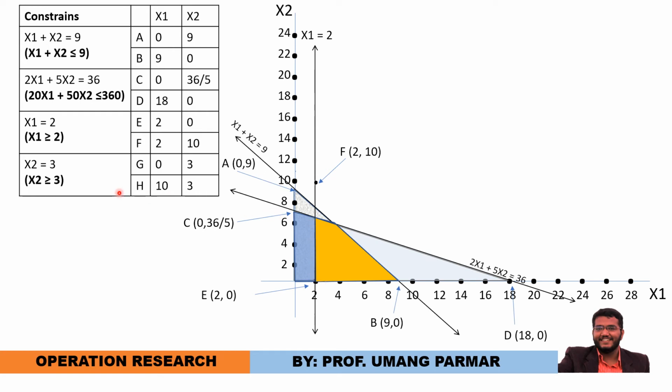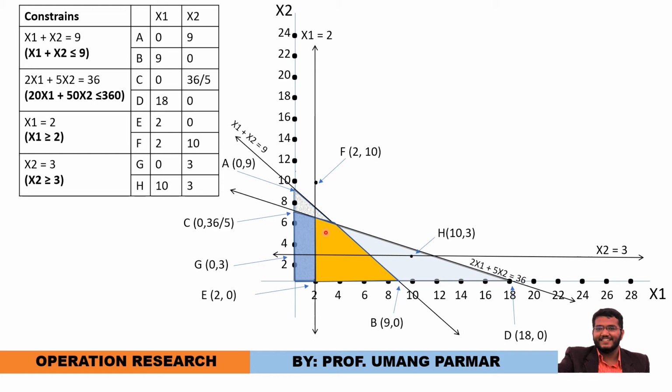At last I'm mentioning my fourth constraint, and that is G point (0, 3) and H point (10, 3). When I'm joining these 2 points, I am having the line x2 equals 3. But this x2 equals 3 is not a right constraint. The right constraint is it should be more than 3. So the above region will be my answer.